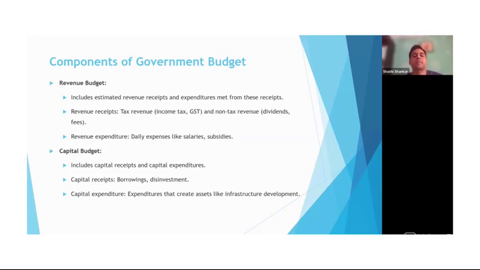So if you're talking about the capital receipts, it is borrowing, then disinvestment. Okay. Capital expenditure is the expenditure that creates assets like infrastructure development. It could be electricity, roadways. Okay. So that comes under capital expenditure. So capital budget includes capital receipts and capital expenditure.